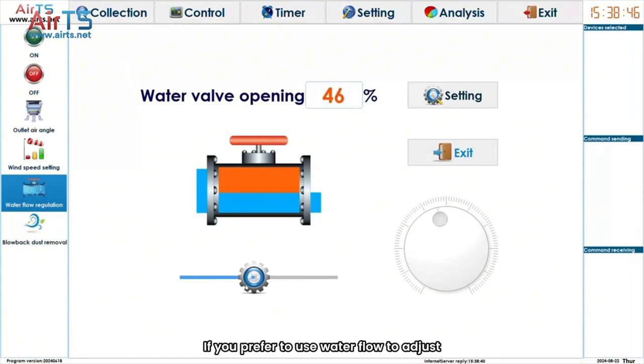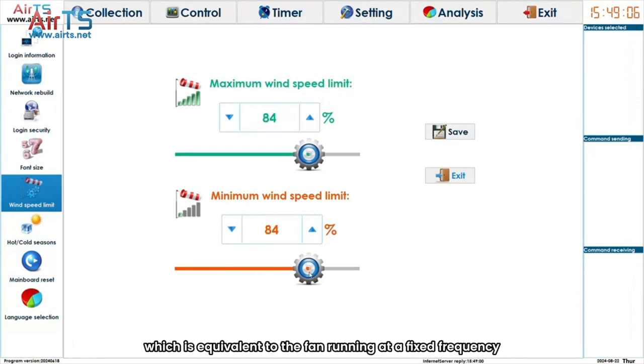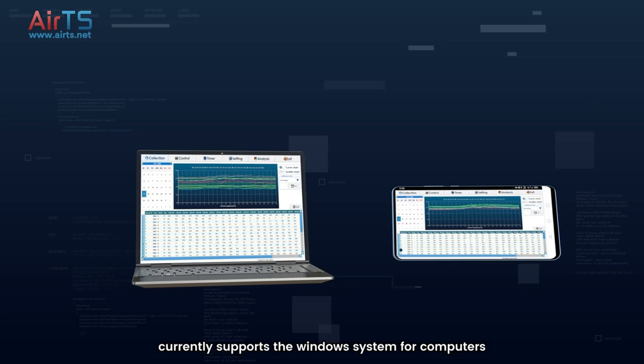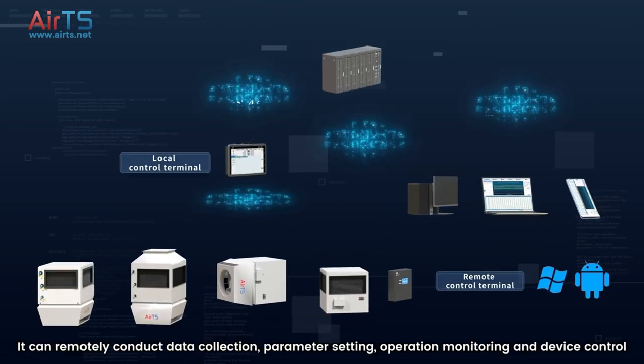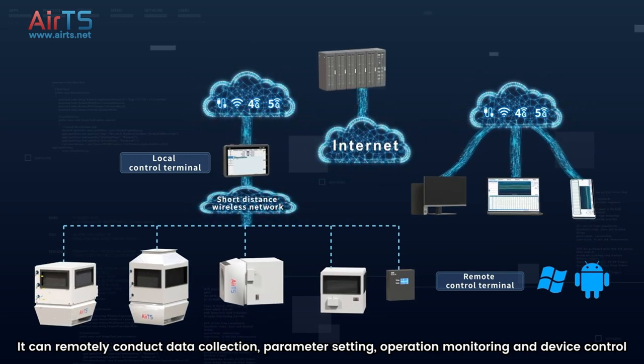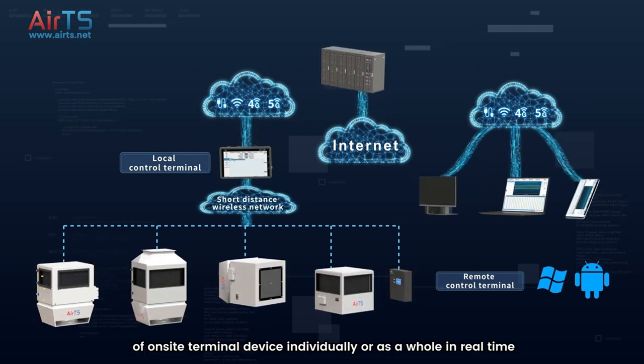If you prefer to use water flow to adjust, you can set the temperature control maximum wind speed and minimum wind speed to very close values, which is equivalent to the fan running at a fixed frequency, mainly using water flow for temperature control. The remote monitoring system currently supports the Windows system for computers and the Android system for mobile phones. It can remotely conduct data collection, parameter setting, operation monitoring, and device control of on-site terminal devices individually or as a whole in real time.